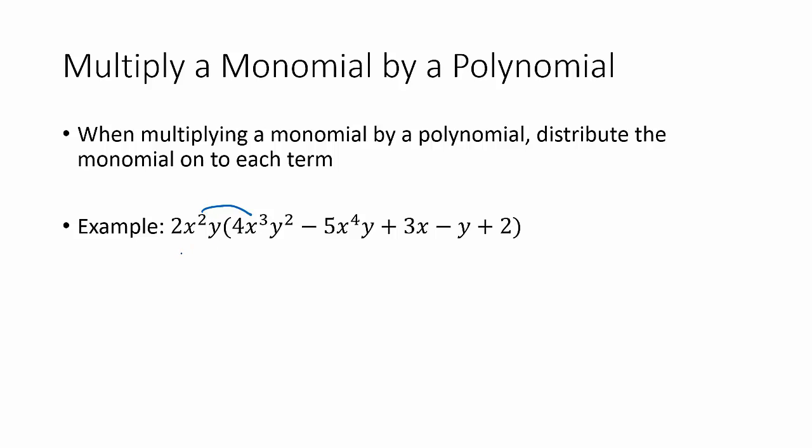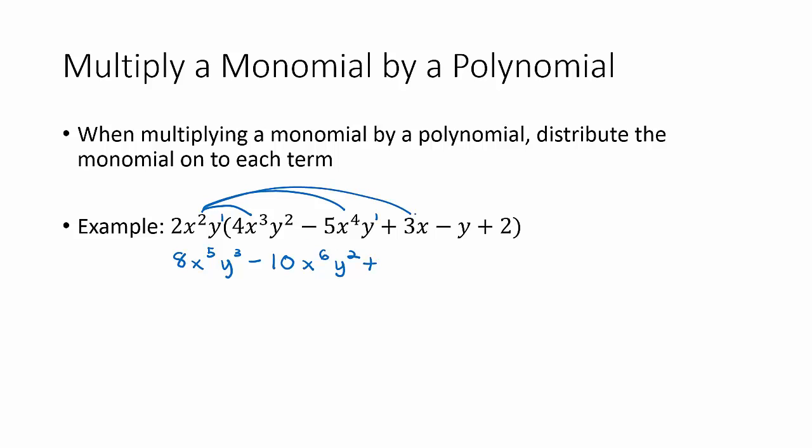So first, 2 times 4 is 8. x squared and x cubed, that's a total of 5 x's. We've got y to the 1st plus y squared is y to the 3rd. Then we distribute onto the next term. 2 times negative 5 is negative 10. x to the 2 plus 4 is 6th power. y to the 1 plus 1, 2nd power.